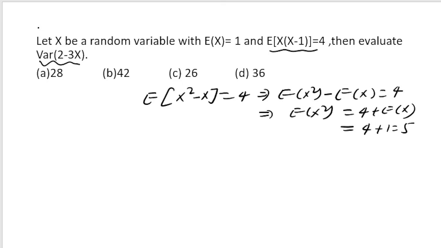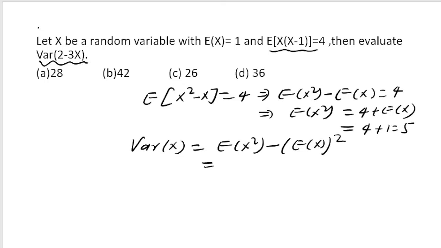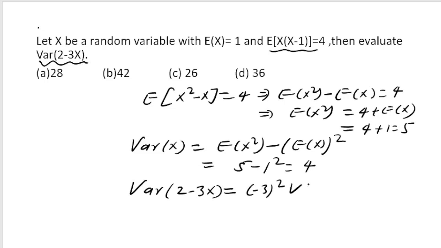We have to calculate variance of 2 minus 3x. For that we first calculate variance of x, which is nothing but expectation of x square minus expectation of x whole square. So that is 5 minus 1 square, which is 4. Now what is variance of 2 minus 3x? As per the property of variance, it is minus 3 square into variance of x, so that is 9 times variance of x. 9 into 4 is equal to 36. So the correct option is D.